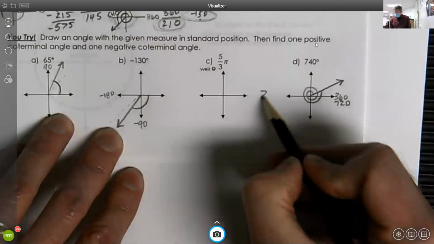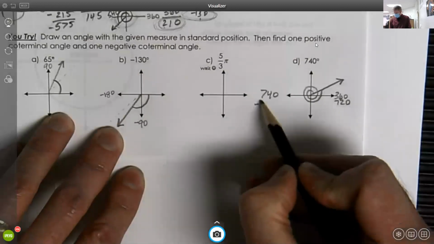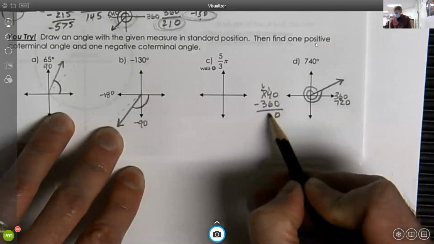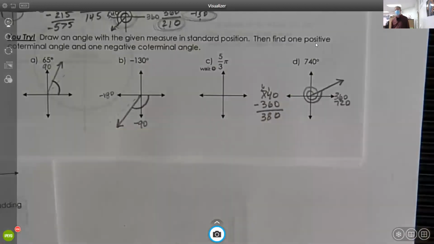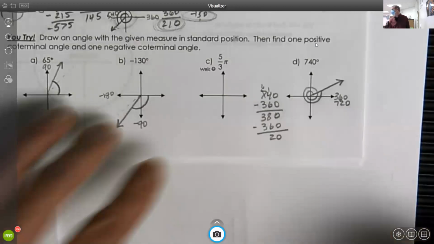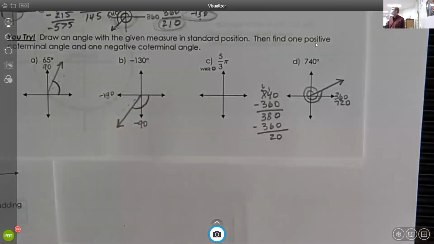So we're going to take our 740 and we'll minus 360 from that. We got 380. That's a positive coterminal. We minus 360 from that. And that's a positive coterminal. That's probably the better one to talk about. Okay, we usually like them within one circle, 360 degrees of 0. So that's a good answer. And then we're going to go 360 degrees past that.